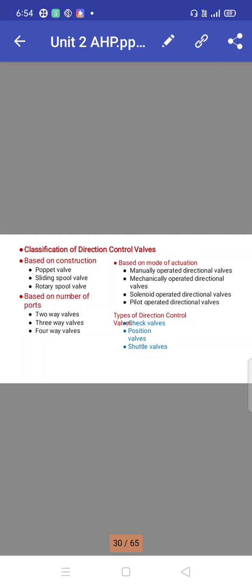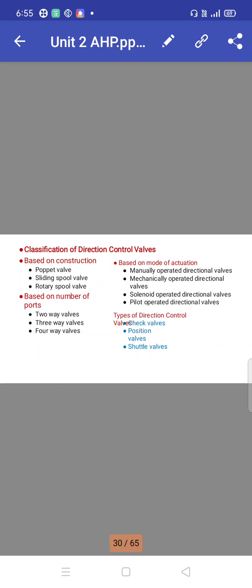Then the classification of directional control valves based on construction: poppet valve, sliding spool valve, rotary spool valve. Based on number of ports: 2-way valves, 3-way valves, 4-way valves. Then based on mode of actuation: manually operated directional valve, mechanically operated directional valve, solenoid operated directional valves, and pilot operated directional control valve. These kinds of valves we utilize. Based on the application, we can opt for any one which suits the system or which is essential for the circuit. That's why we can prefer it.